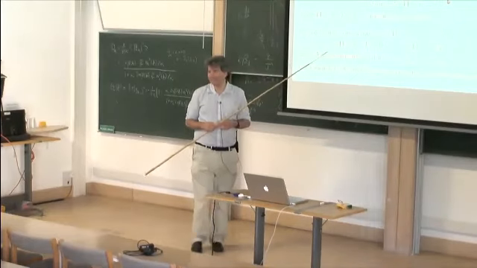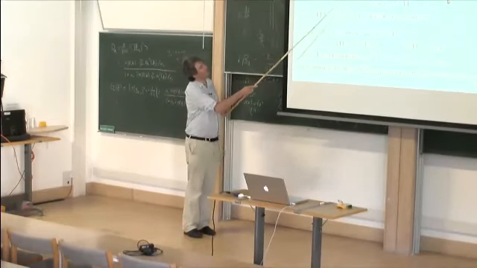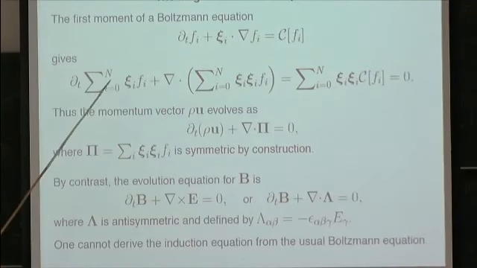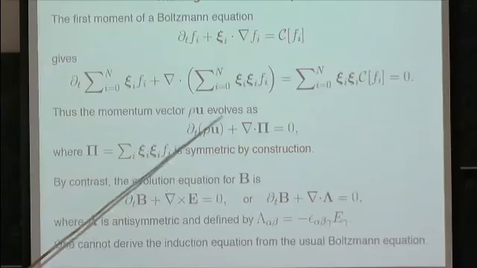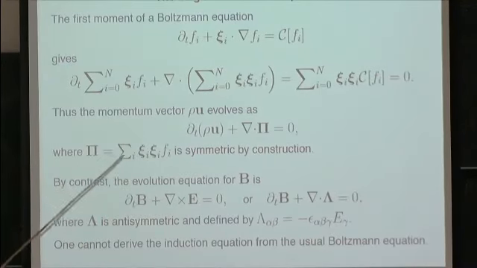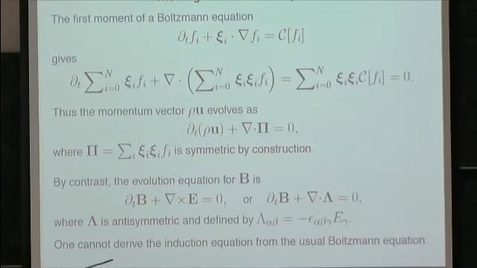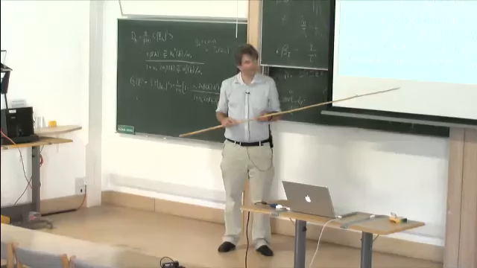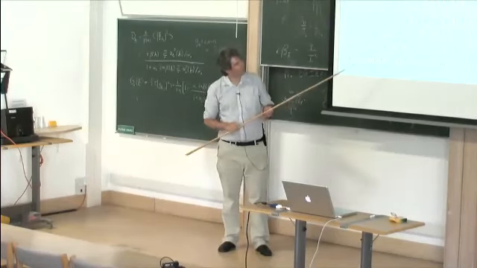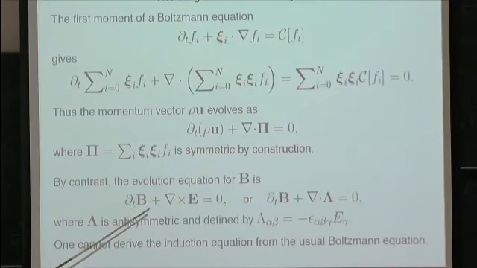The induction equation is the tricky one, because if I take a Boltzmann equation that looks like this and take its first moment, multiply by xi and sum, what I get is a momentum equation. And this thing pi, the momentum flux, is by construction a symmetric tensor. Now this is good in hydrodynamics because it means the scheme has angular momentum conservation built in. But it's a pain trying to do a magnetic field, because what I want is the analogue of this tensor being antisymmetric. But I can't do that because this is forced to be symmetric. So there's a problem trying to evolve the magnetic field.